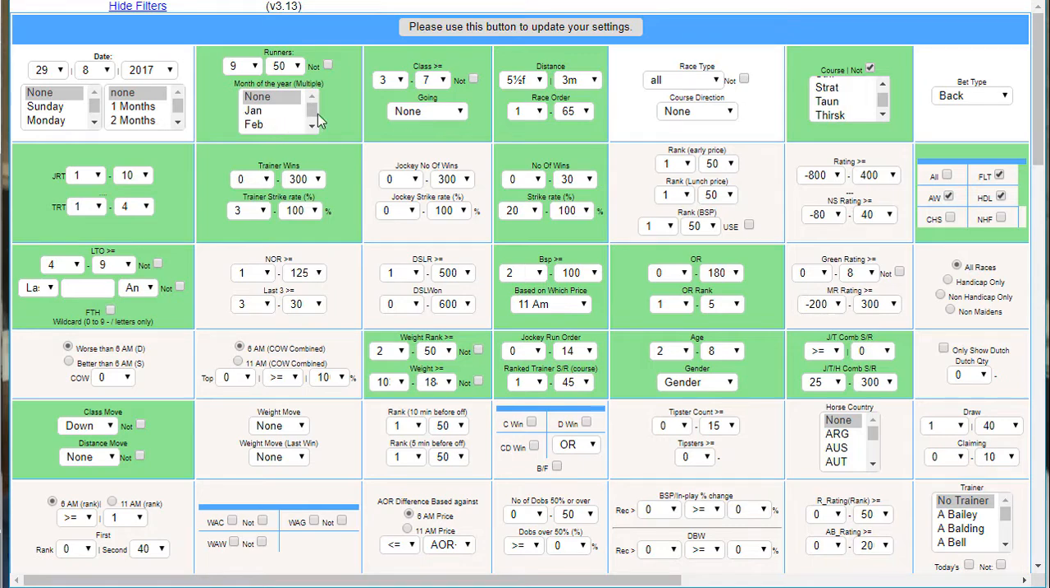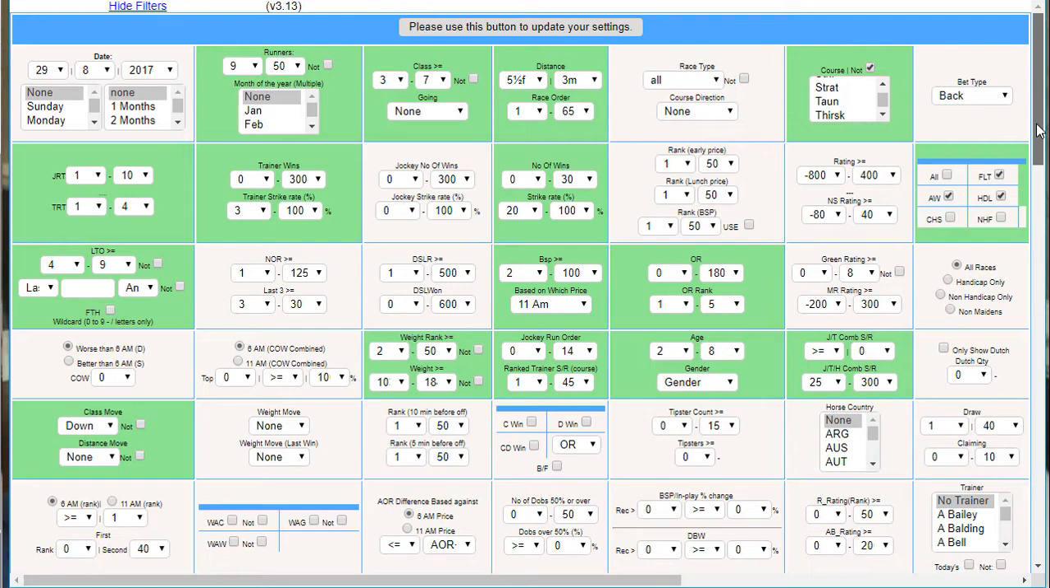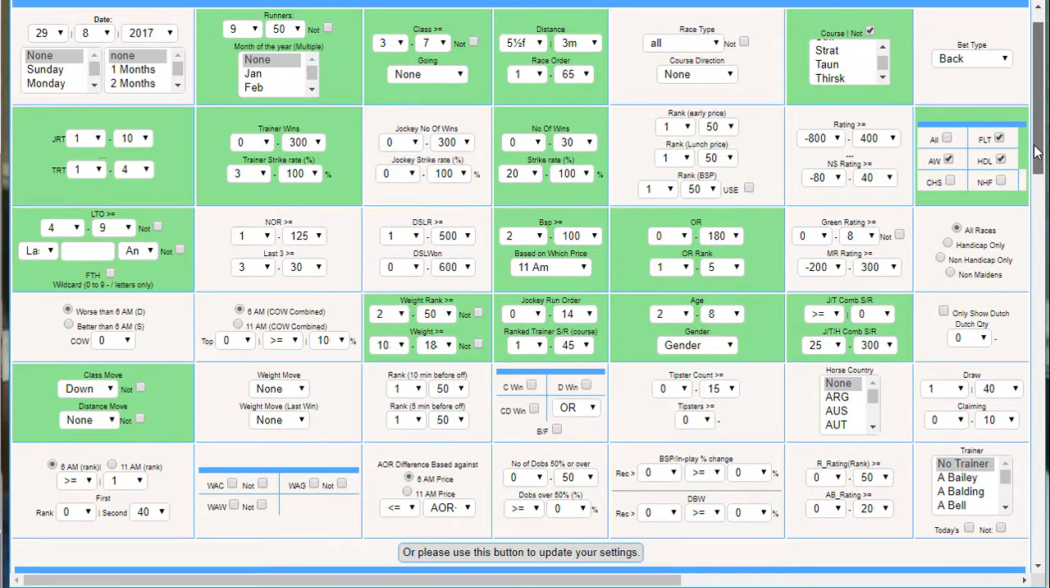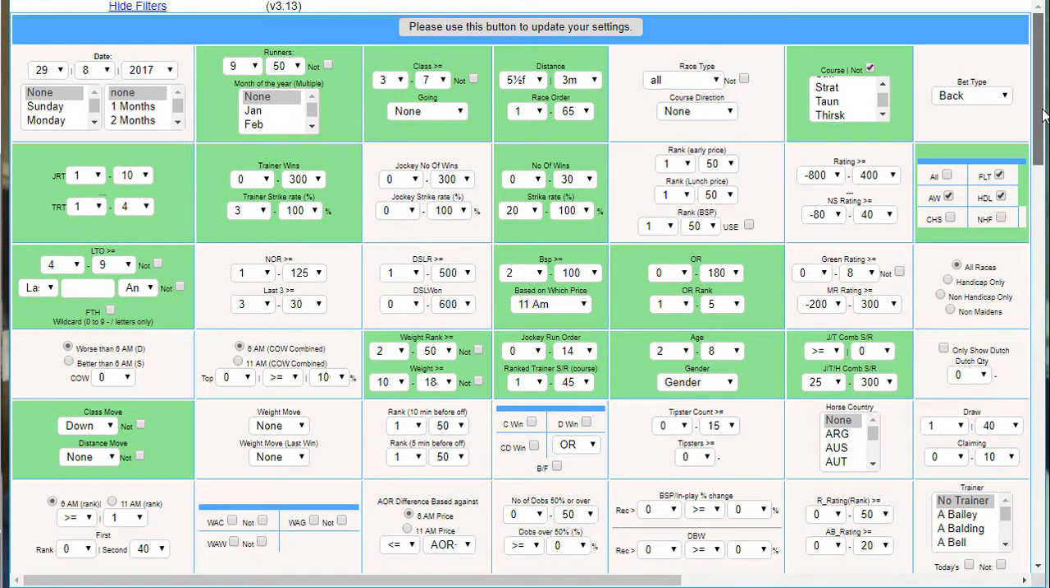So this system has quite a bit in it. It's about 17 filters, so it's quite a few. And so that gives you some options for maybe looking at it and seeing if you can improve it in any way, or split it into separate systems to see if you might be able to make more profit. The first thing I always do is split it down into the individual race types, so flat, hurdle and AW, to see if that would make a difference.